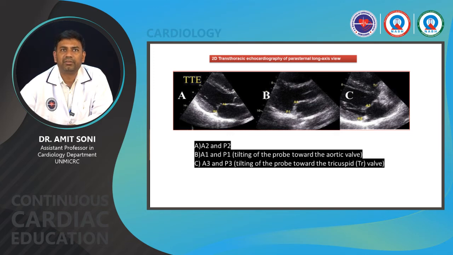So how does it look? If we take the plax view, A2 and P2 scallops are visible. Second, in figure B, A1 and P1 are visible. This is how we do it: tilting the probe towards the aortic valve. If we tilt the probe in a plax view to the aortic valve, we can see the A1 and P1 scallops. For A3 and P3, tilting the probe towards the tricuspid valve, we can see the third scallops of the mitral valve.